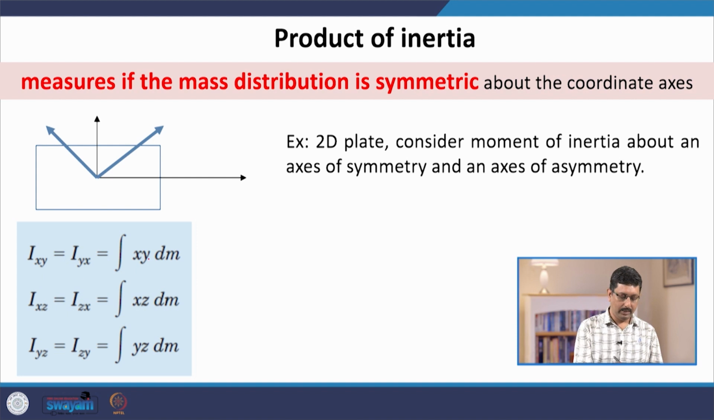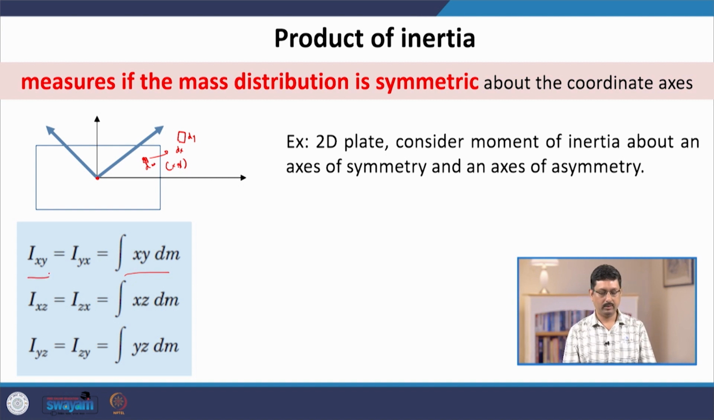Now, we define the product of inertia in the following way. Let us say any point, any mass element. If this is our origin, then any mass element here of width dx and height dy located at a point (x, y). Then we define this double integral of xy times dm, where dm is this mass element, as the component Ixy. In 2D, this is the only product component that is possible.